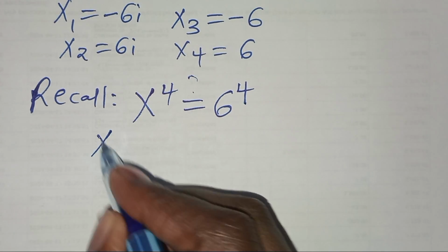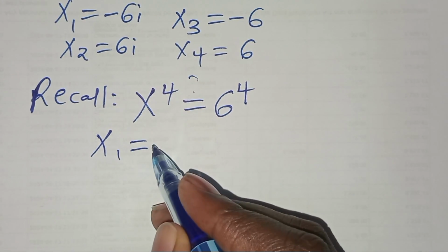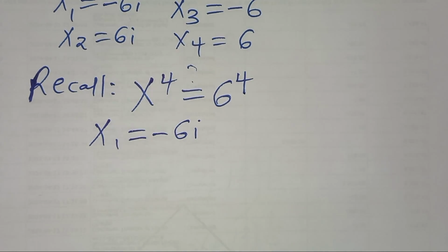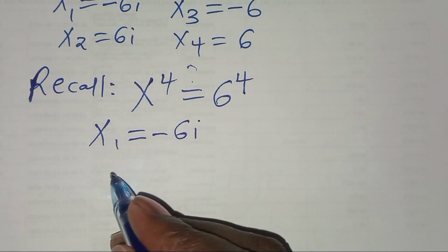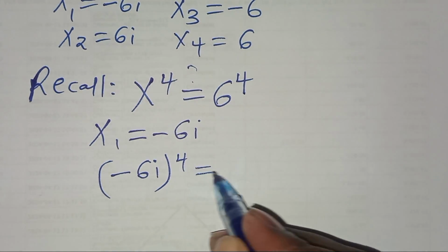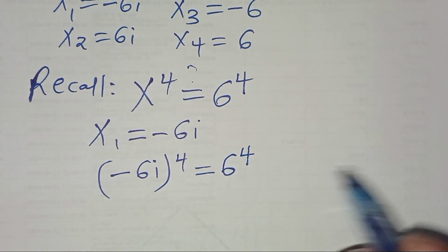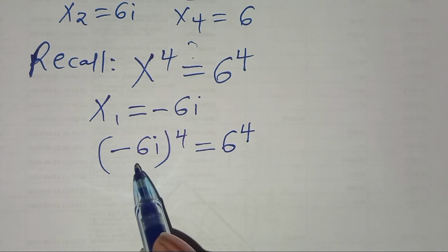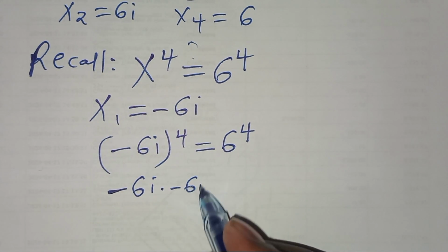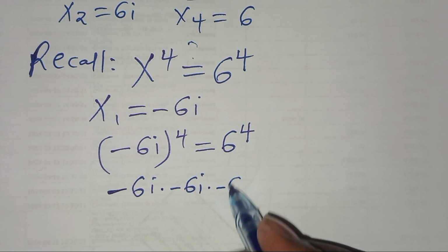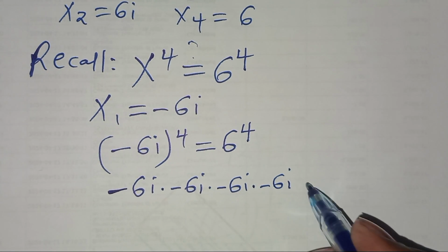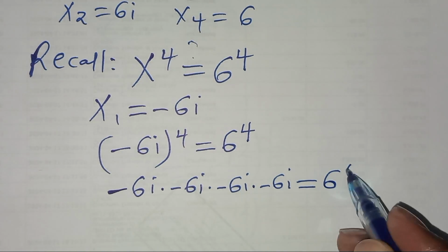Let's start with x1. x1 here is equal to −6i. Substituting this, we'll have (−6i) raised to power 4. This should be equal to 6 to power 4. Now in this case, this is the same thing as −6i multiplying by −6i multiplying by −6i multiplying by −6i. This is equal to 6 to power 4.